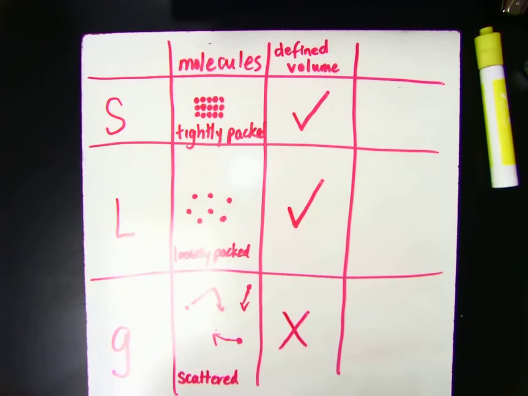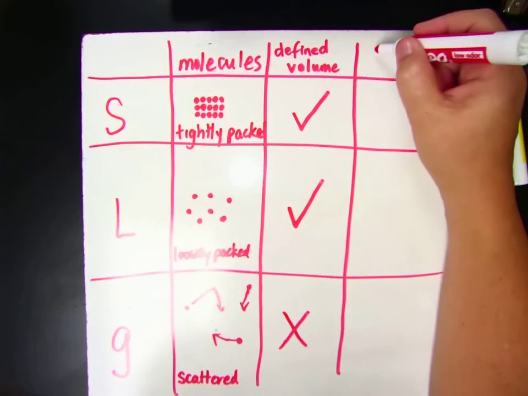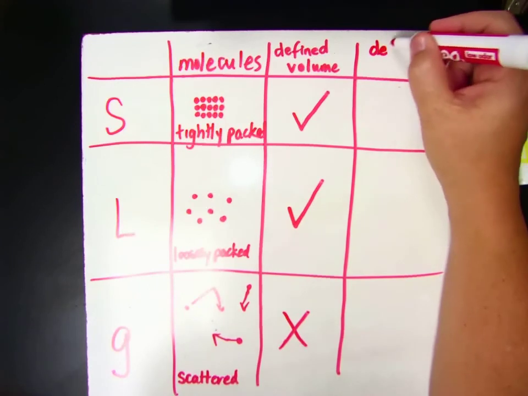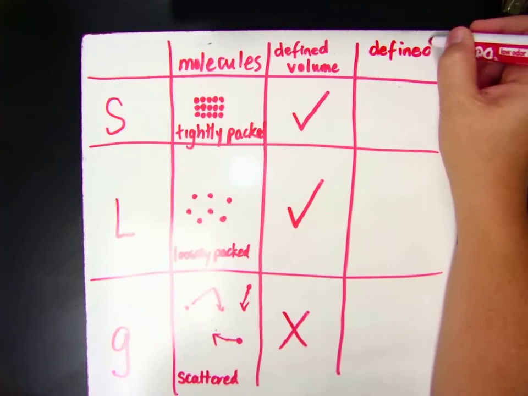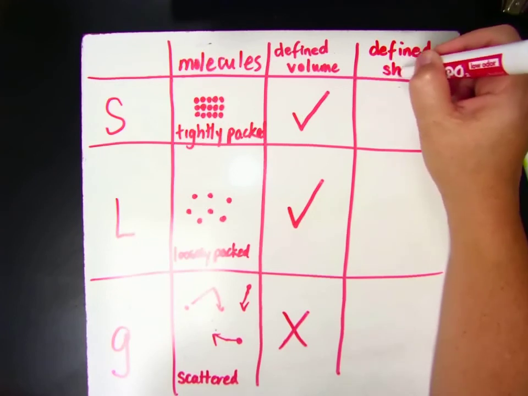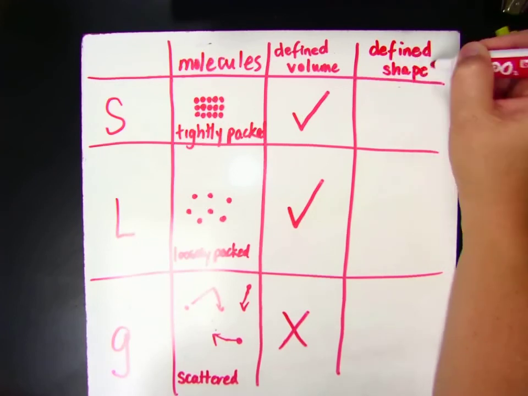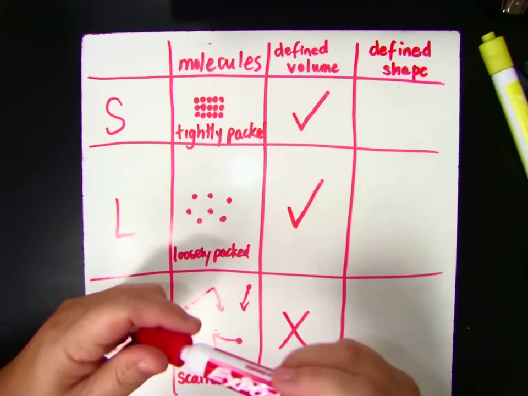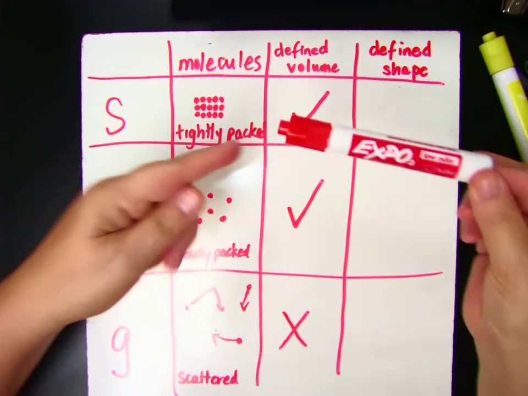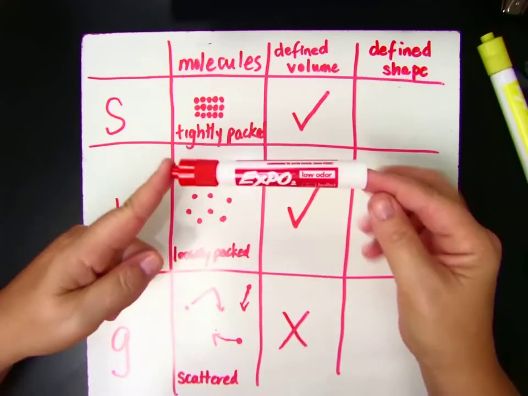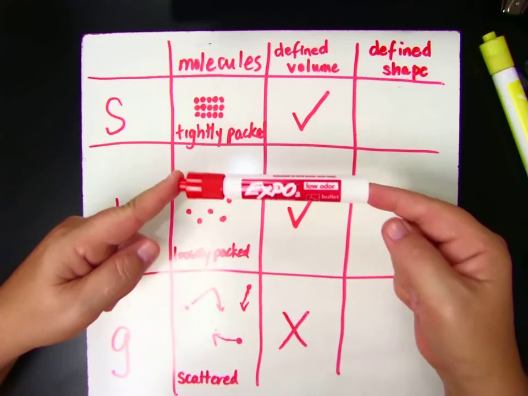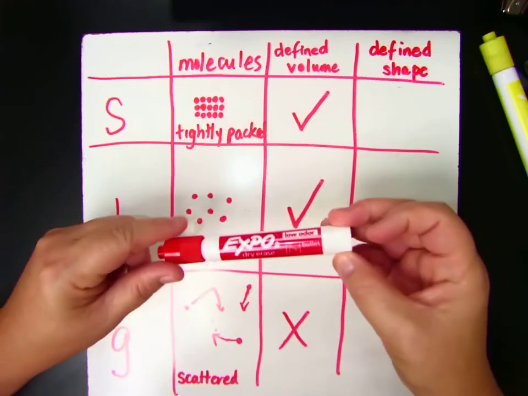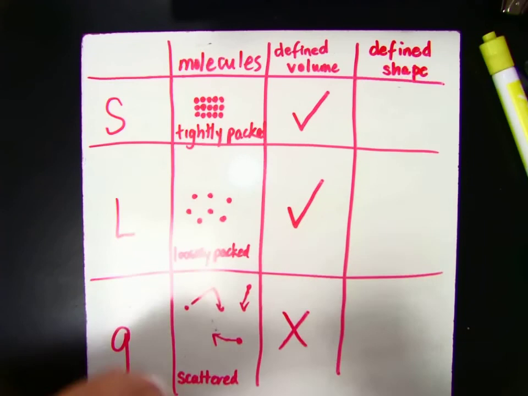Now, the next thing we want to look at is defined shape. Does the item have the same shape no matter where you put it? That's what defined shape is. Okay, and let's look at my marker again. This is a great example. This is a solid, and it has a defined shape because it's always going to have this shape no matter where you put it.